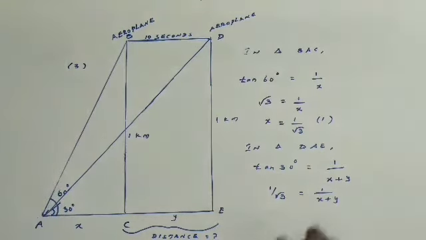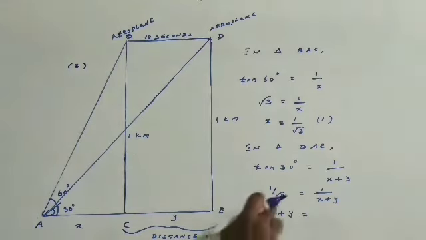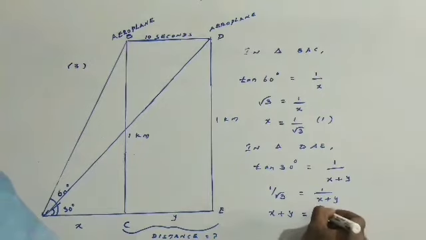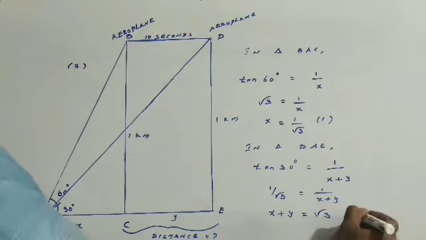Now cross multiply X plus Y with 1, that is X plus Y, and also cross multiply root 3 with 1, that is root 3. Now consider this as equation 2.